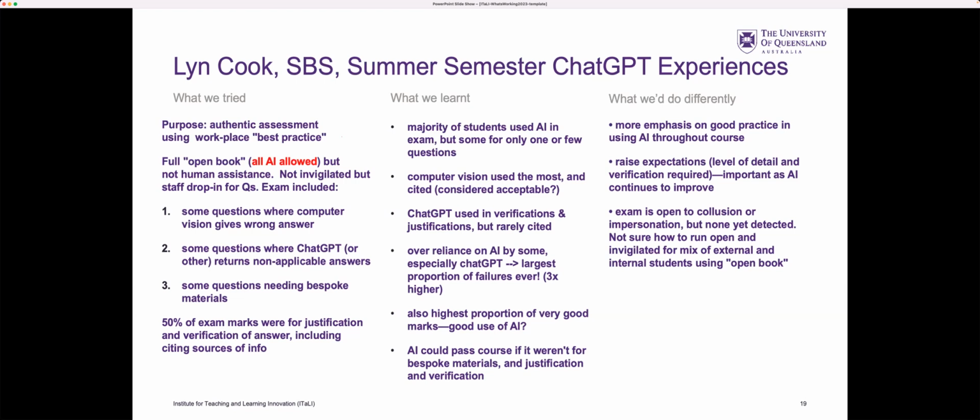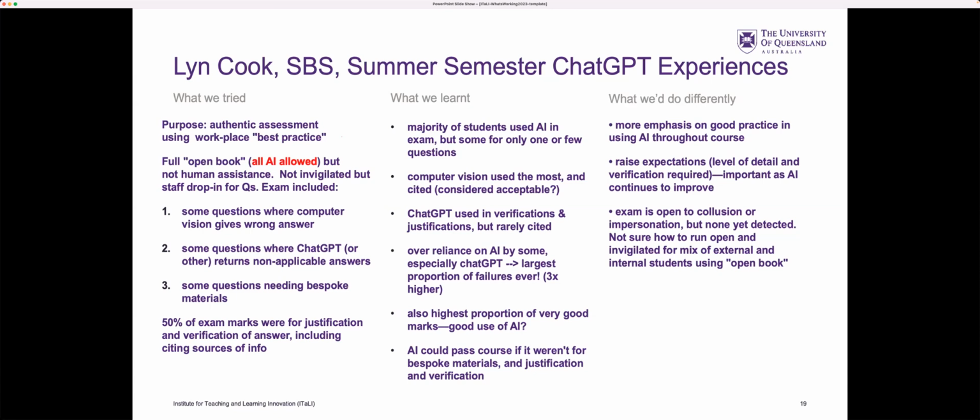This year, as for most years since COVID, it's not been invigilated because it is open book and online, and that's very difficult to invigilate, but all resources are available. The students are told that they're not to use human assistance. Thinking about ChatGPT this year in particular, we've been using computer vision AI for quite a few years, so ChatGPT was the new entry into the area that students might be able to use.